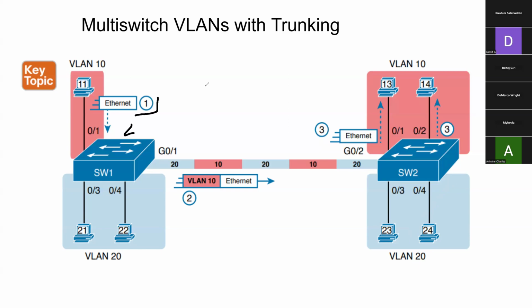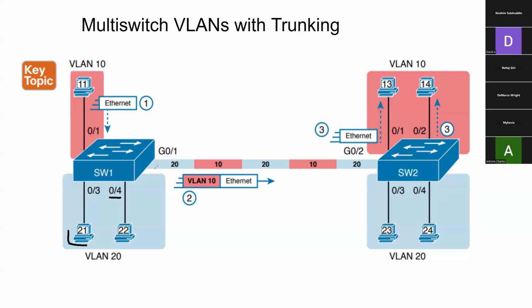Cool. So let's do another example where we're going to do it from VLAN 20 instead. But this time we're going to do a broadcast message. And as we know with broadcast messages, the switch is going to send it out all of its switch ports. So let's say PC 21 wants to send out a broadcast message over to VLAN 20. The switch will take that and say, oh, I see I have another port that's also in VLAN 20, which is 0/4. So it's going to send it directly over to PC 22.